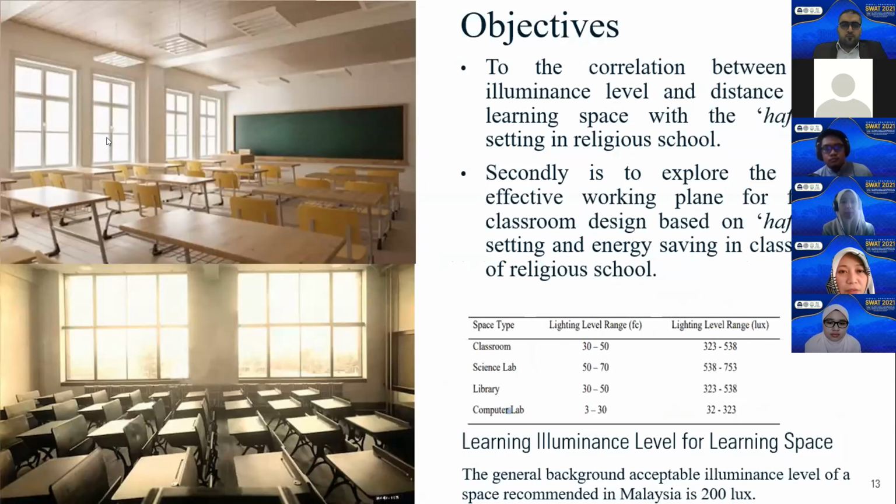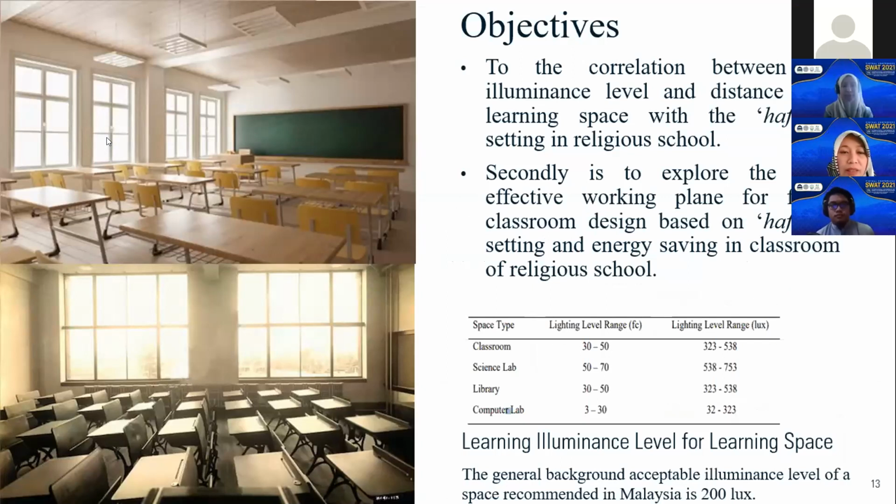The objective of this paper is to see the correlation between the illuminance level and distance in a learning space with the Hafazan setting in a religious school. Secondly, to explore the most effective working plane. The working plane is the level of the reading area, the reading task level, for future classroom design based on the Hafazan setting and energy saving in classrooms of religious schools.